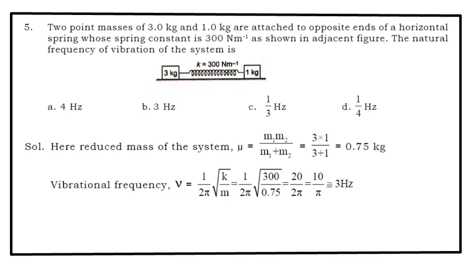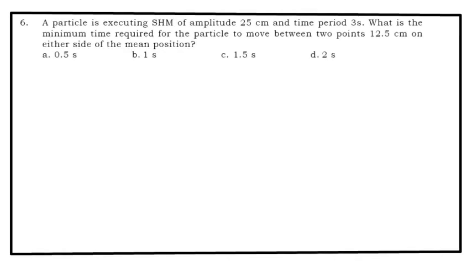A particle is executing SHM of amplitude 25 centimeter and time period 3 seconds. What is the minimum time required for the particle to move between the two points 12.5 centimeter on either side of the mean position? Options are there in front of you.